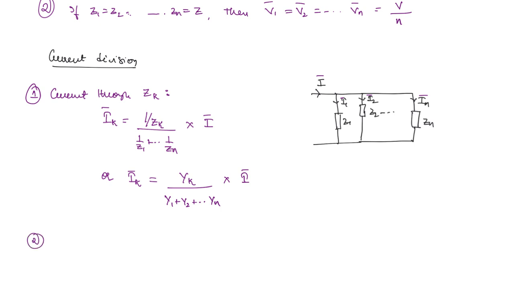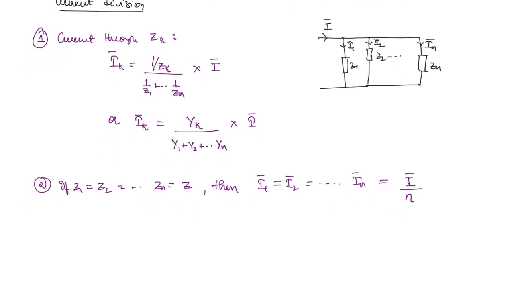Now what if all of the impedances are equal? If Z1 is equal to Z2 so on till Zn, this is equal to Z, let us say, then the currents will be divided equally. So that means I1 bar is equal to I2 bar is equal to so on till In bar, and what will be this value in terms of the total current? I bar divided by N, where N is the total number of impedances that are present in parallel.